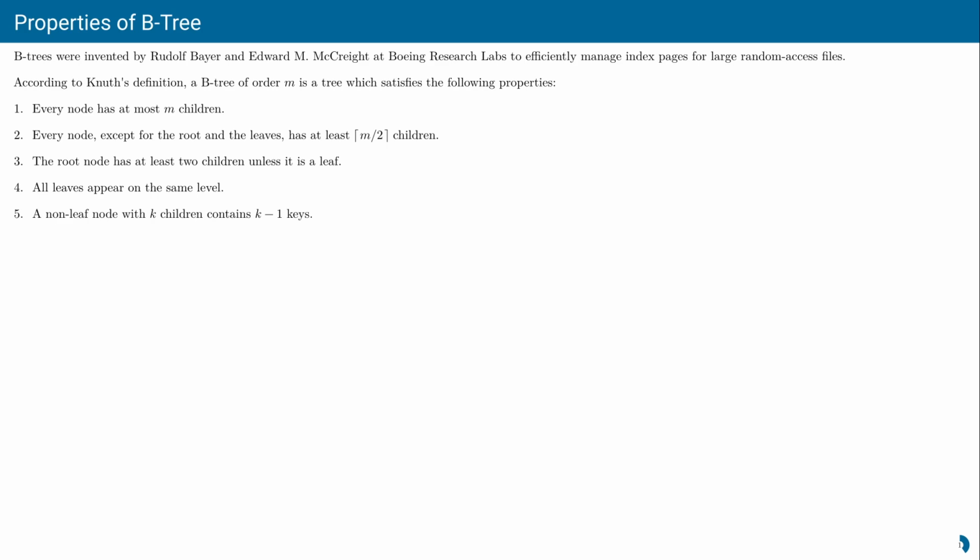Donald Knuth has given a definition of B tree of order M. Sometimes it is said order, sometimes it is said degree. So order M tree will have the following properties. Every node has at most M children. Every node except for the root and leaves has at least M by 2 children. The root node has at least 2 children unless it is a leaf. All leaves appear on the same level. A non-leaf node with k children contains k minus 1 keys. So let's see how this works out.